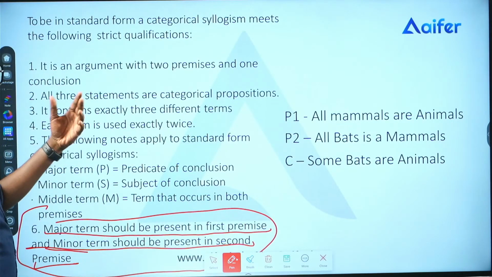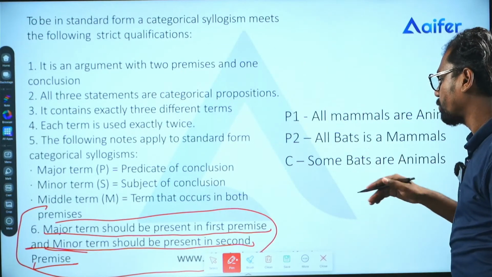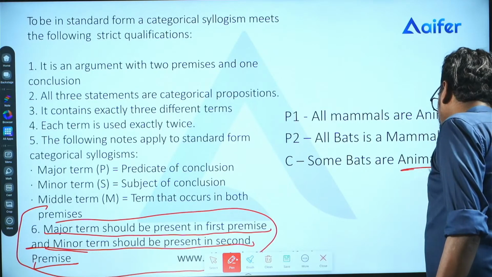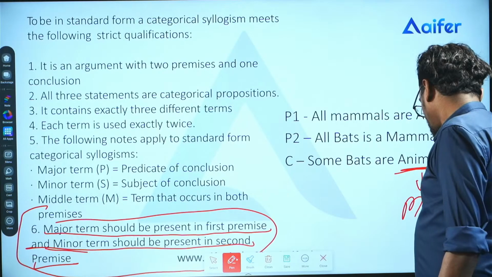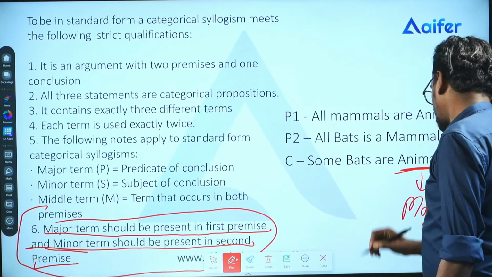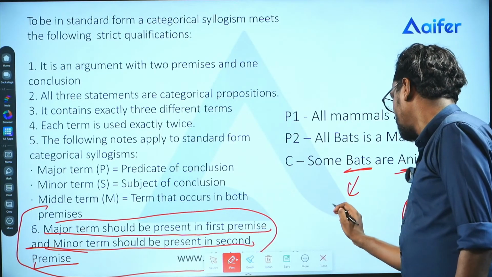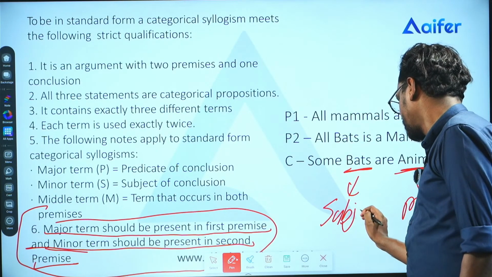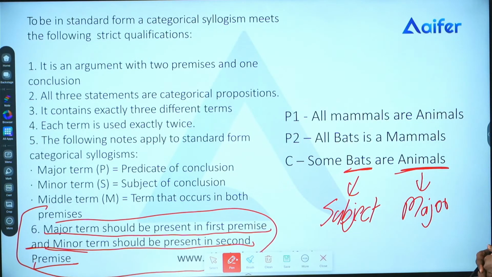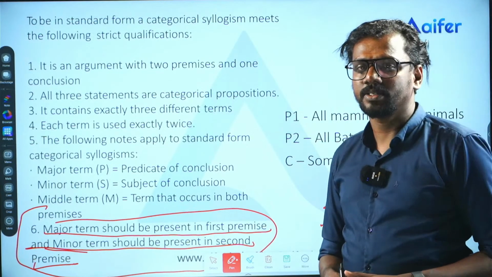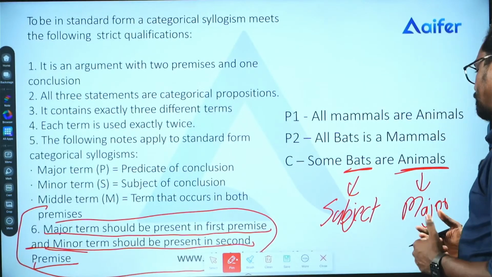These are all general statements. Three statements should be there, with each term repeated two times. So what do you mean by major term? The major term is the predicate of the conclusion, and the minor term is the subject of the conclusion.